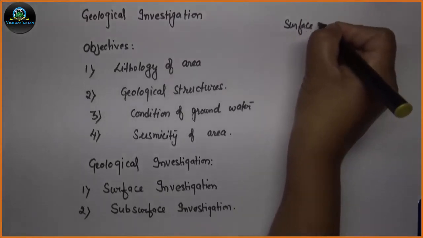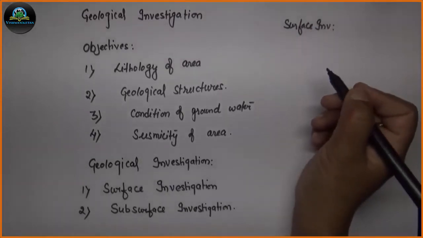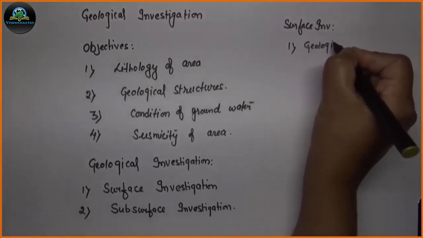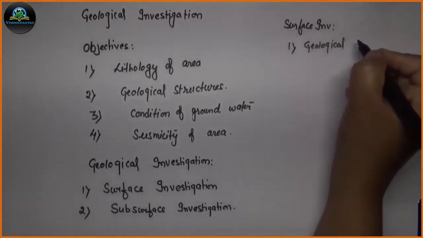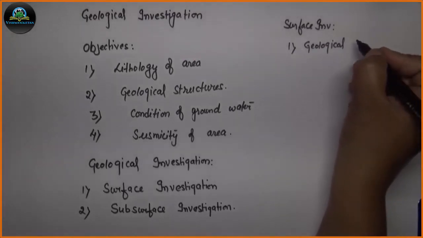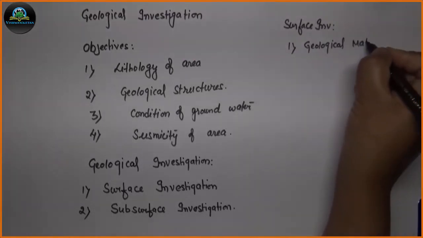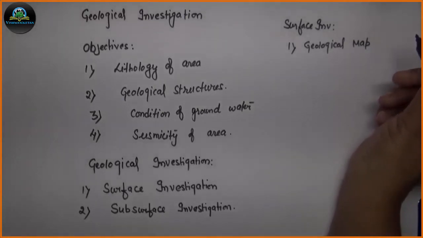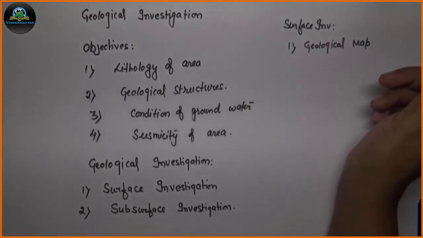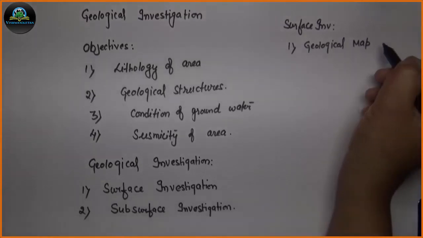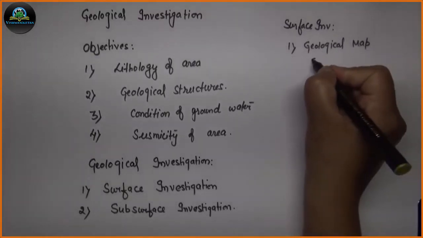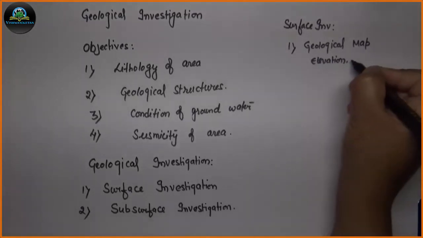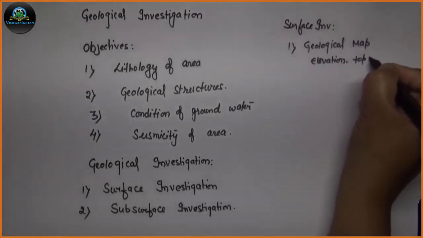Surface investigation includes, first, the preparation of a geological map, as we drew in the practical session, that is the cross section of the area with the help of the maps already prepared by the Geological Survey of India and the Survey of India. This will give an idea about the elevation of the area and the topography of the area.